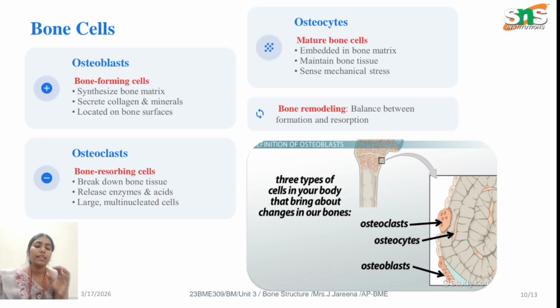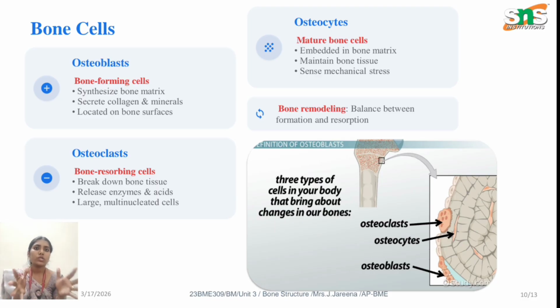Bone remodeling is a balance between bone formation and bone resorption. This is very important because whenever you apply load, the bone has to be remodeled in response to that, in terms of bone formation or bone adaptation, like changing its size. These are very important in terms of adapting the structure in response to stress.